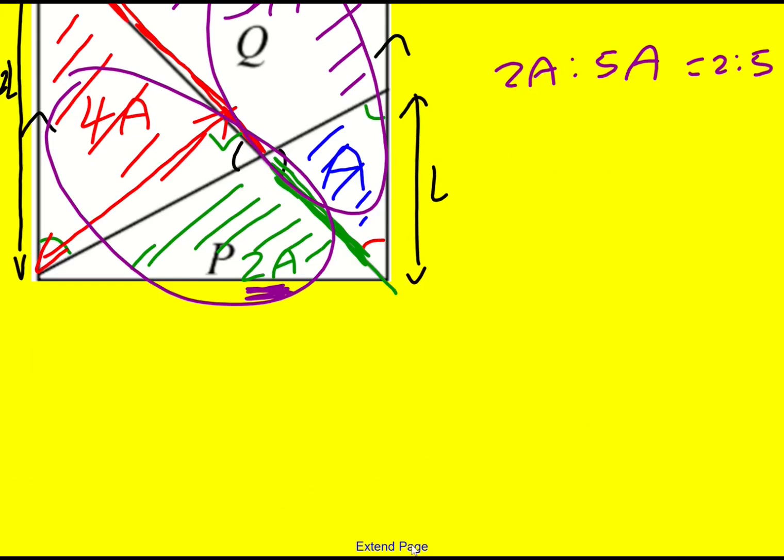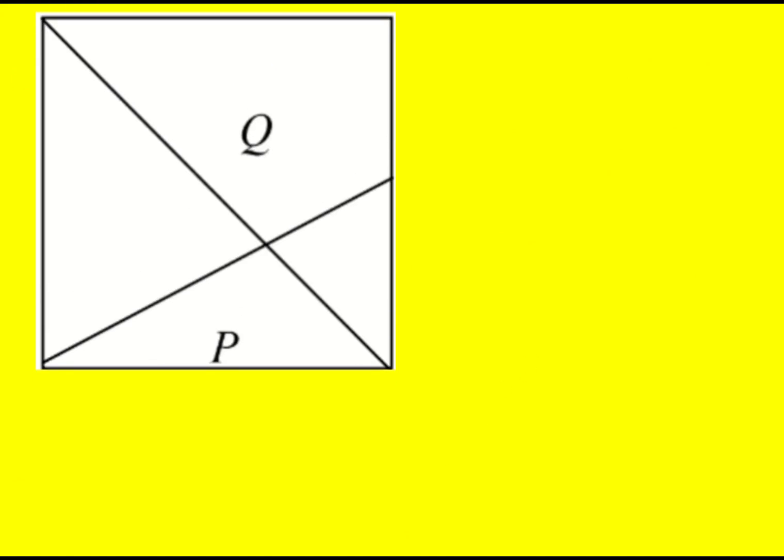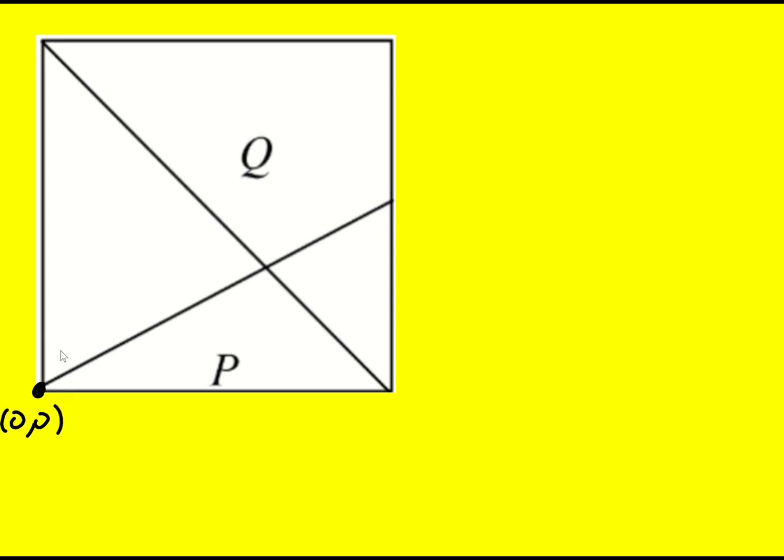On to method 2. Quite pleased with this one. So what I decided to do actually was think about this as a kind of graph problem. In fact, I said that this is going to be the origin, 0, 0, and then this up here is going to be the point 1, 1. And I focused on trying to find the point of intersection between the two lines.